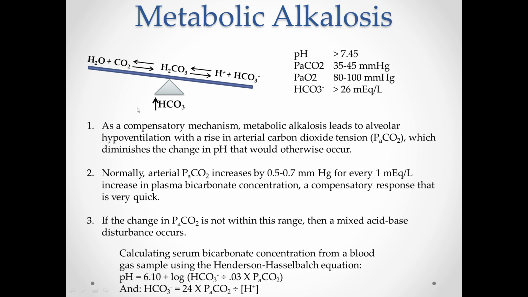The next type of disturbance that can happen in this body's buffering equation is called a metabolic alkalosis. That's defined as an increase in the amount of bicarb. Now remember that bicarb is a base, and so an increase in the amount of bicarb would result in an increase in the pH.